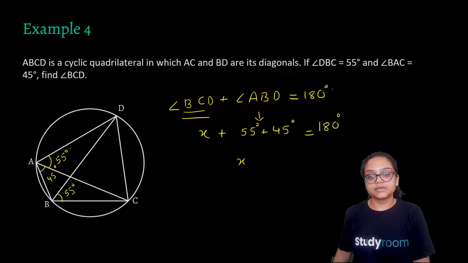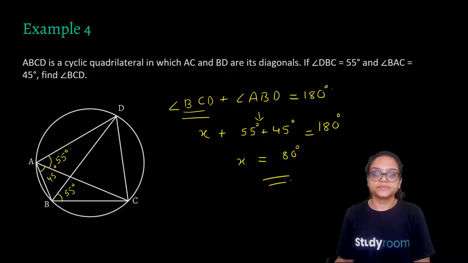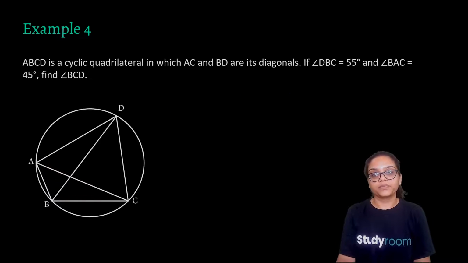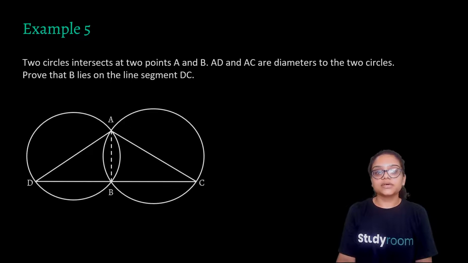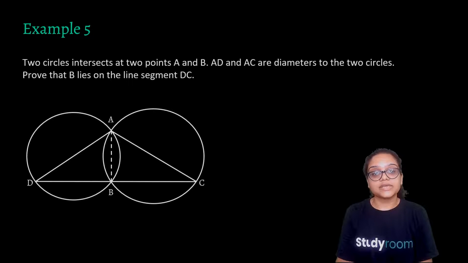So what would be X? What is 55 plus 45? 100, and this is 180. So 80. I hope you have got your answer. Correct? Okay. Next question.